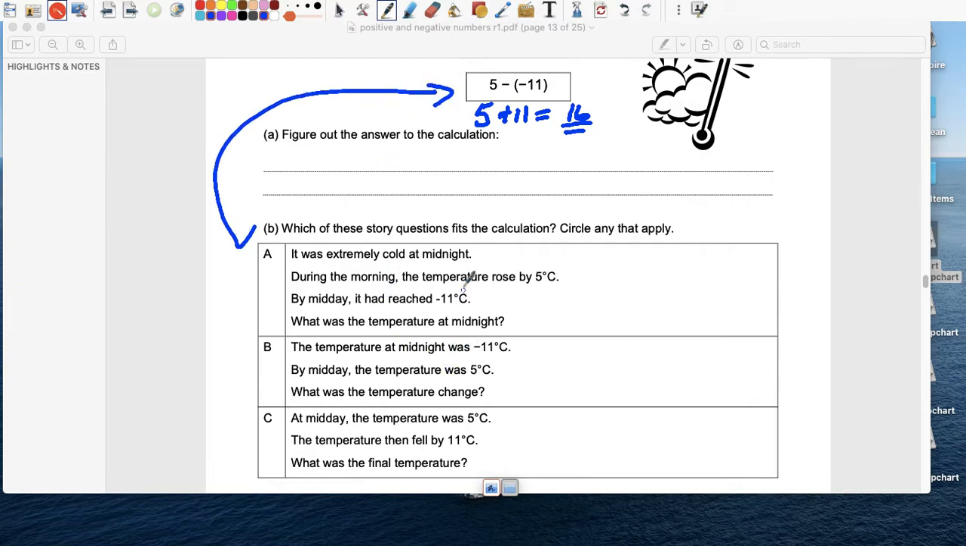No. Because this is my starting temperature. This is my mid temperature. That's not my change. And they're asking me for my temperature at midnight. There's absolutely no way I can find what the temperature is at midnight. If they said the temperature during the morning, the temperature rose by 5, I'm sorry, that's not even the starting temperature. I take that back. That's the change.